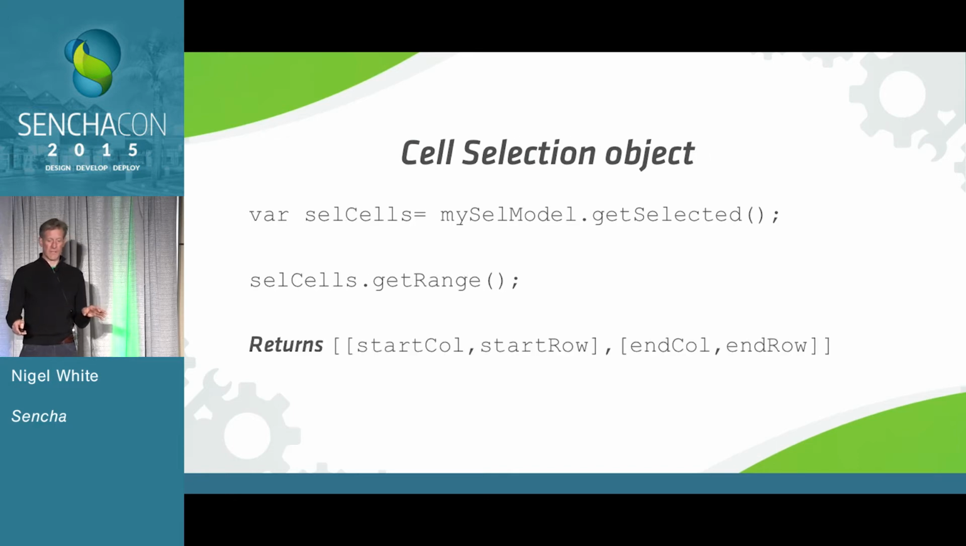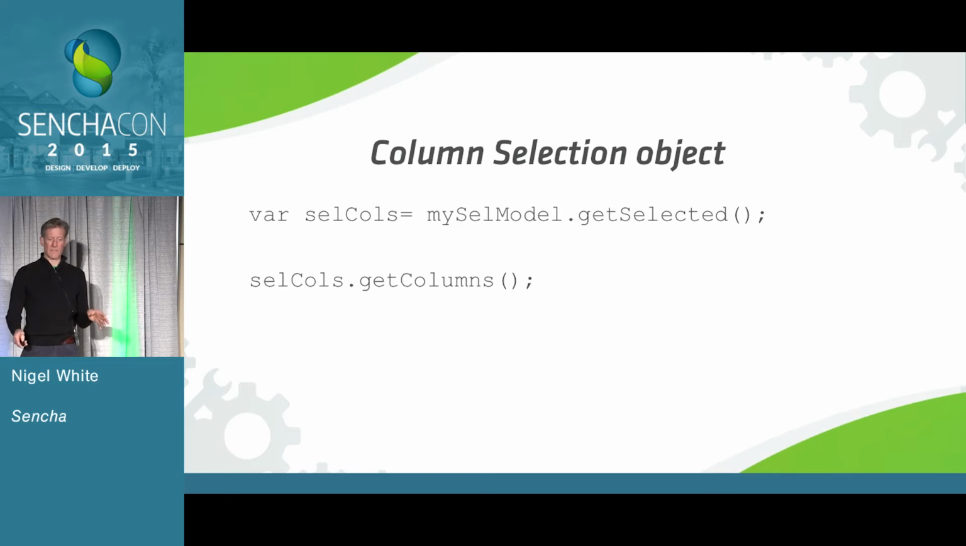If you have a cell selection object, it doesn't actually hold a reference to every cell you've selected. That would be a bit too wasteful. What you get is a range, which is an array consisting of two XY coordinates: start column, start row, end column, end row. And you can then use CellContext objects to reference those cells if you need to. Column selection object, you can ask it getColumns, and it will return an array of the columns you've selected.